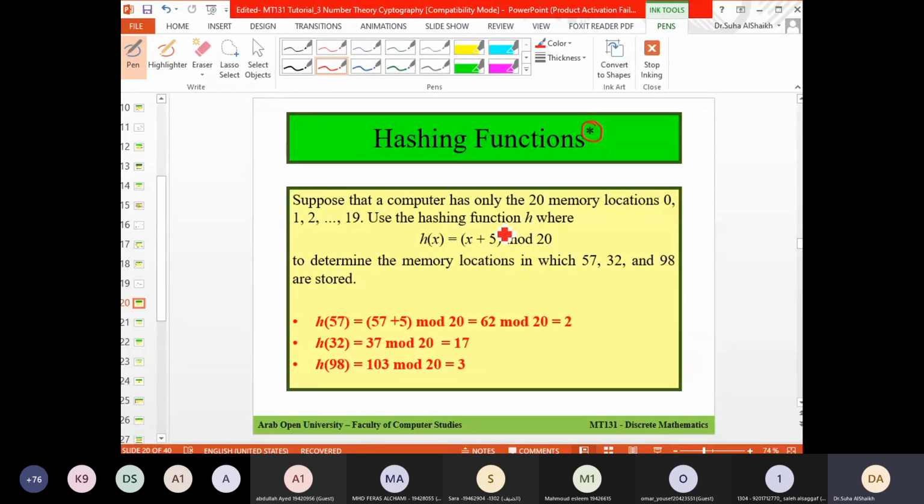The hashing function is used in the computer as a memory location for the locations from 0 to 19. Okay? So the locations I have are from 0 to 19. I'm talking about 20 locations, so it is mod 20 in this case. It's not mod 26 anymore, it's mod 20 because I'm talking about memory location. How many locations do I have? I have 20 locations. So h of x is equal to x plus 5 mod 20.